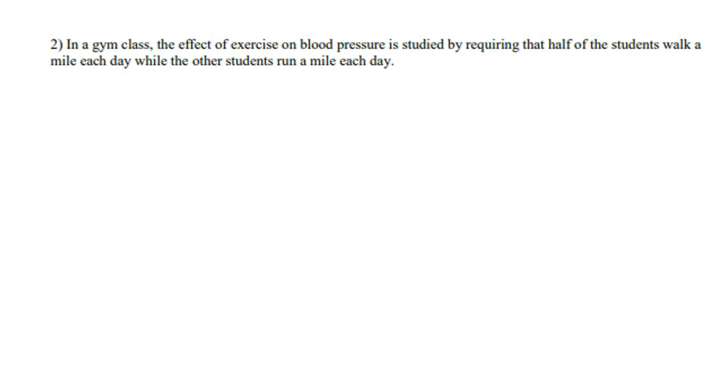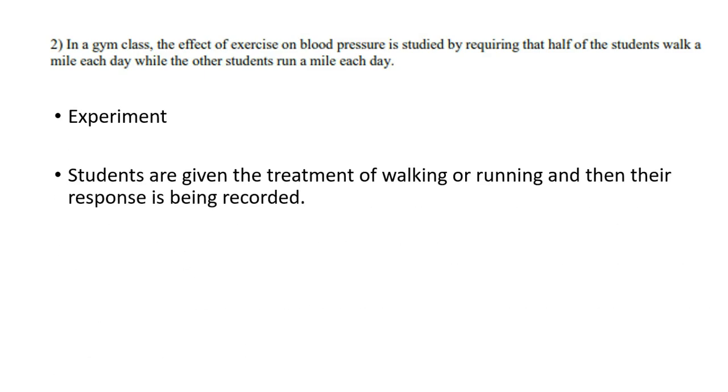Next one, in a gym class, the effect of exercise on blood pressure is studied by requiring half the students to walk a mile each day while the other half of them run a mile. That would be an experiment. And it's an experiment because there is some sort of treatment, either walking or running, and then you're gauging a response, or you're seeing what the response is. So that's why this would be an experimental study.